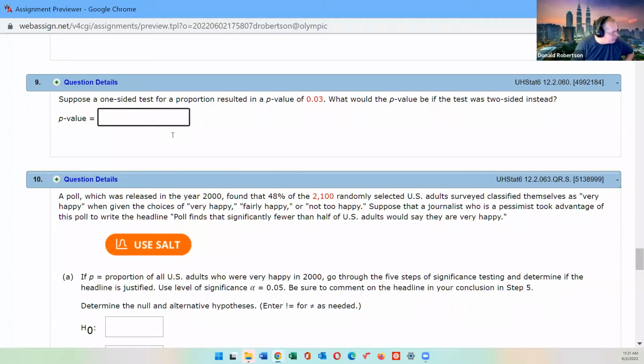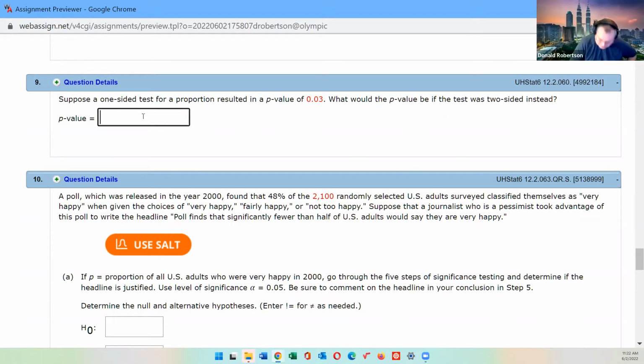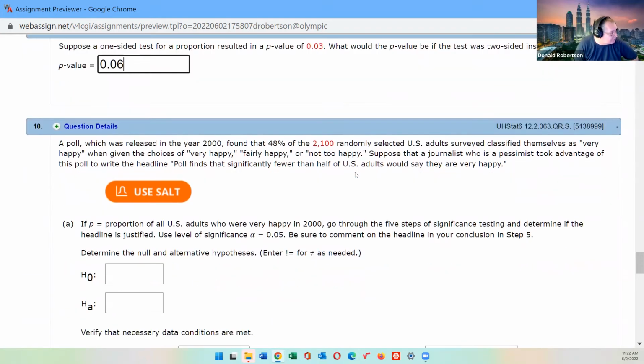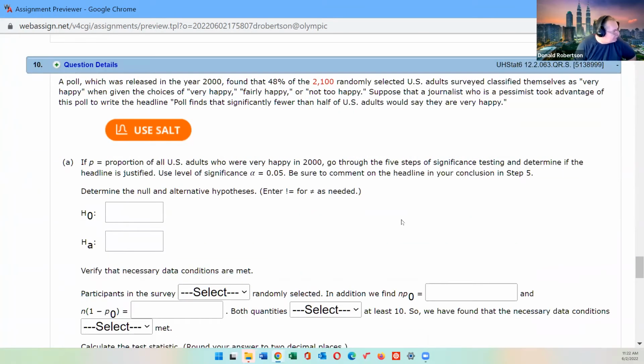So this is not really much of a question, so I'm just going to tell you what it is. If you do a one-sided test, that means prove it's bigger than or prove that it's less than, and you get a p-value when you try it and it ends up being 0.03. It says, what would the p-value be if you did everything the same, but you did a not equal to, which is what a two-sided test is. What do you think the p-value is? You got it. That's all it is. So now that I've told you that, that's what all of them are. It's going to be double the number. Right, moving on to 10 then.